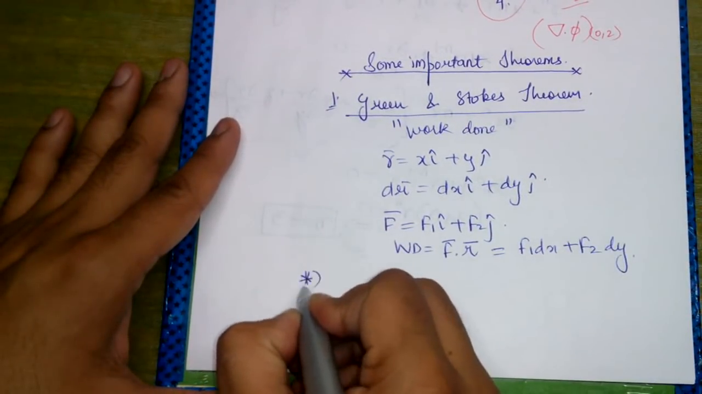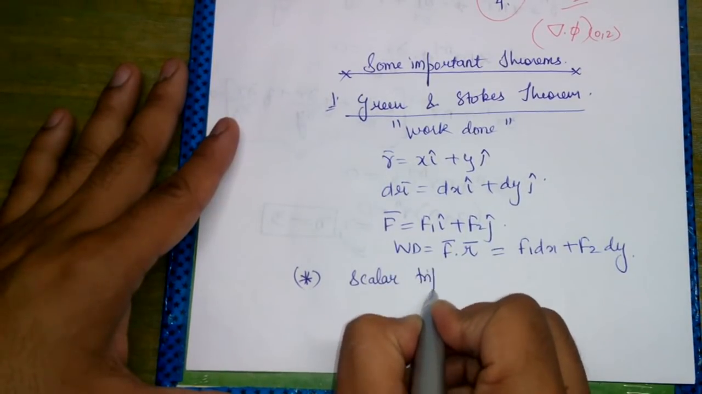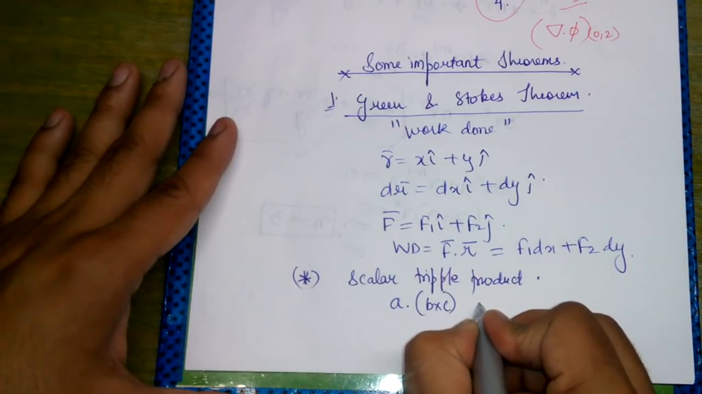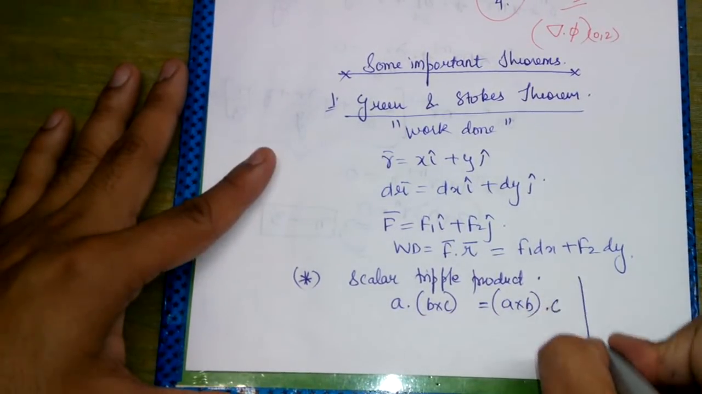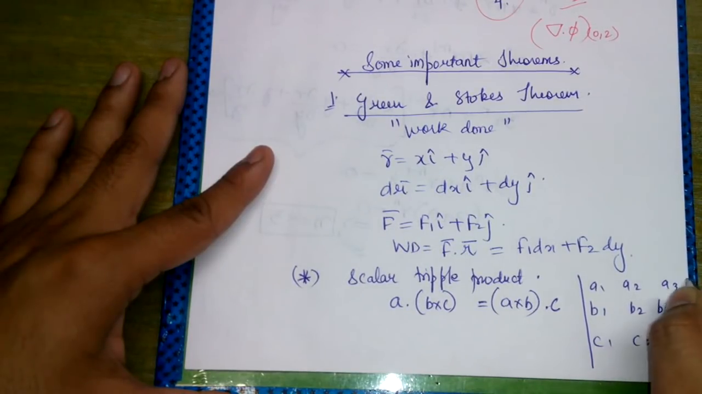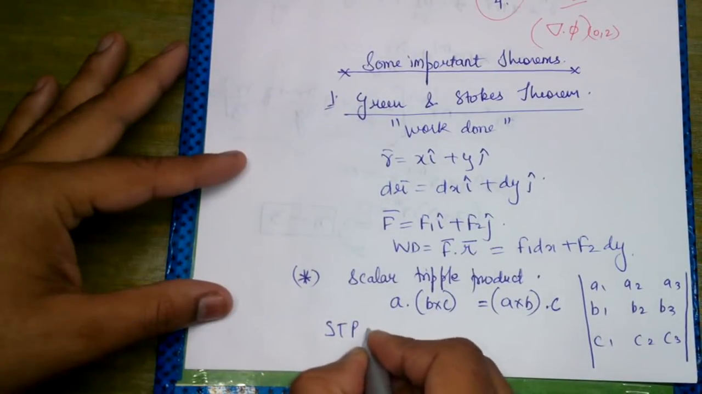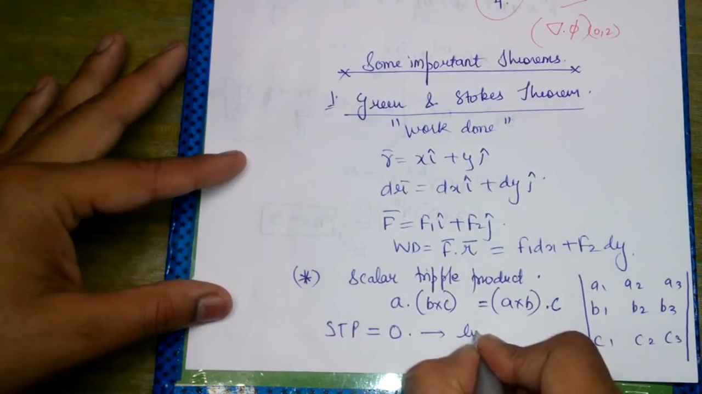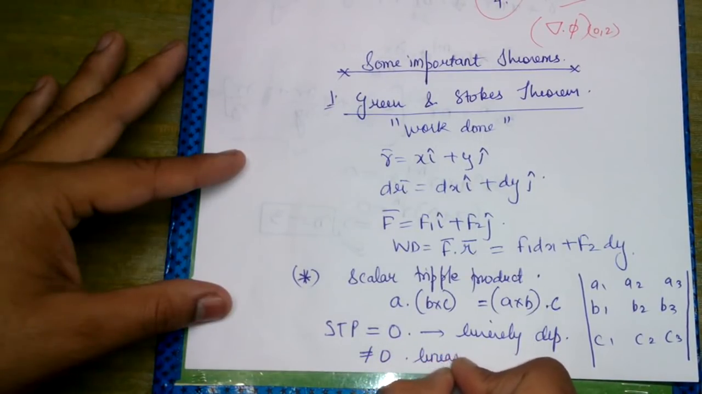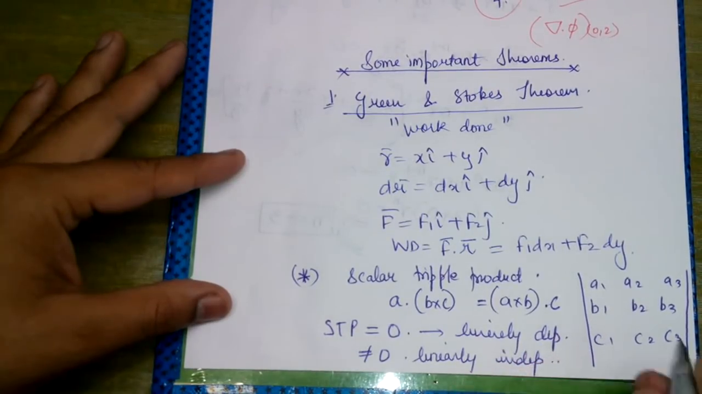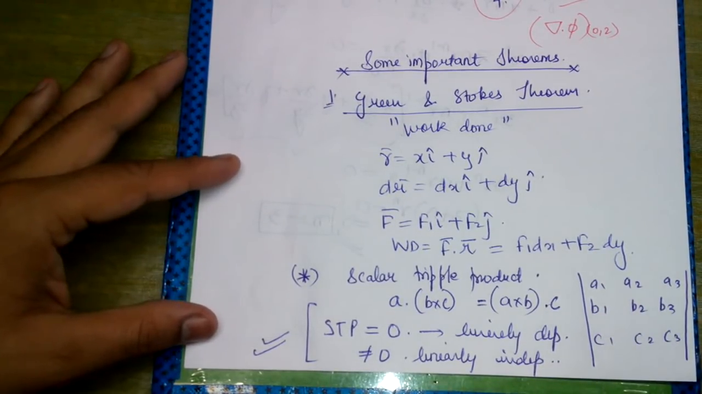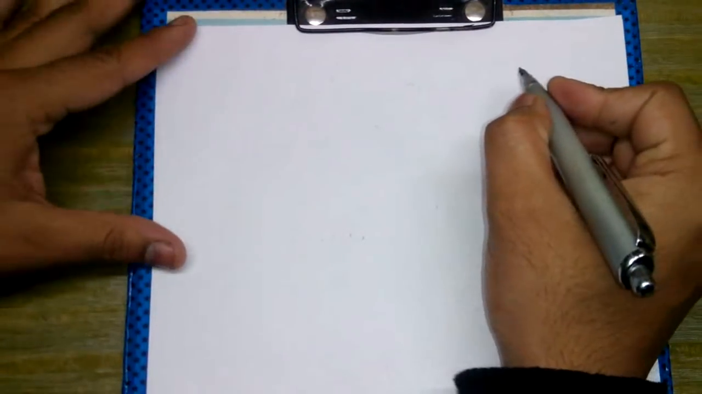Okay, and there is one special note point here, that is the scalar triple product. The scalar triple product A dot B cross C is equal to A cross B dot C, and this is nothing but the determinant with rows A1, A2, A3, B1, B2, B3, C1, C2, C3. And if the scalar triple product is equal to 0, then these vectors are linearly dependent. And if it is not equal to 0, they are linearly independent. So we can check whether the given vectors are linearly dependent or independent simply by calculating their scalar triple product. Now let us start with these theorems and we will study them in depth.